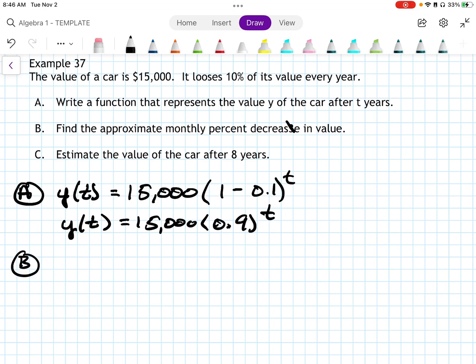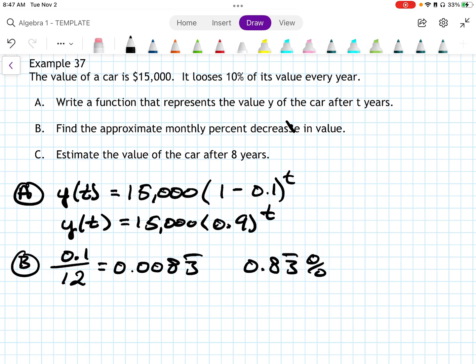Part B, find the approximate monthly percent decrease in value. Well, it decreases 0.1 over the year. So if we divide that by 12, that gives me 0.0083 repeating, which is 0.83 repeating percent. All right, so the car would lose 0.83% of its value every month.